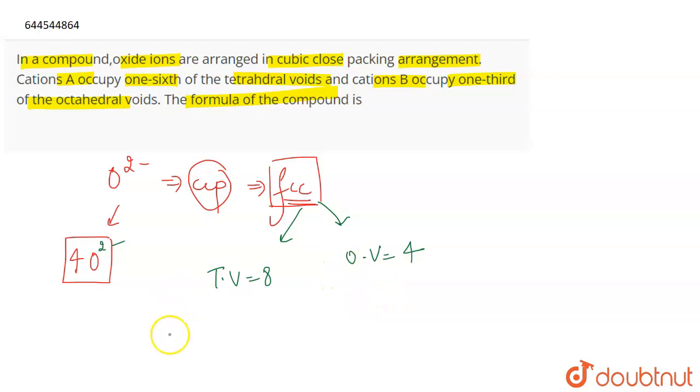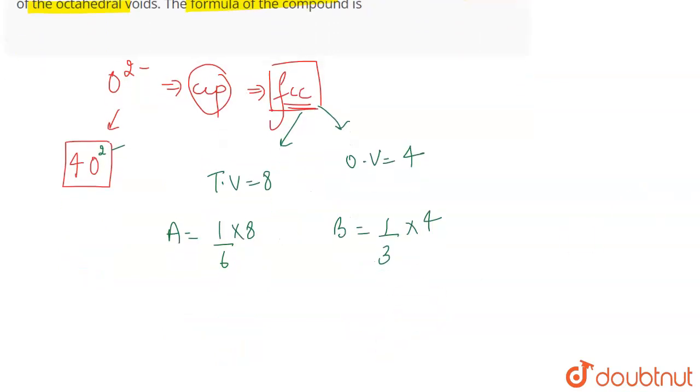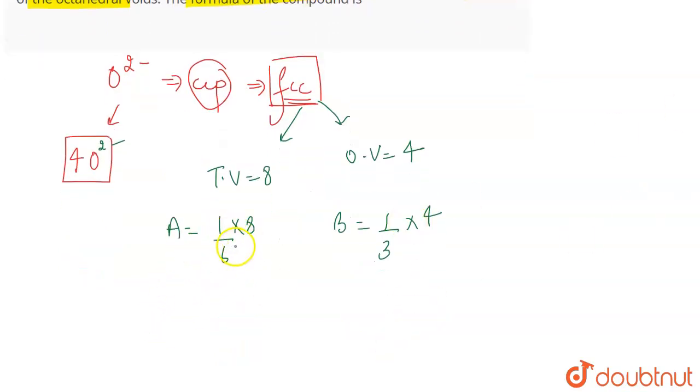Okay. So, cations A, they occupy 1/6 of the tetrahedral voids, right? So, this is 1/6 into 8. And the cations B occupy 1/3 of the octahedral voids. So, what do we have from here? Now this will be 2 3s are 2, 4 3s are, and this will be 4/3 only. So, this becomes A 4/3, B 4/3, and O 4. Right, this is the formula that we have.